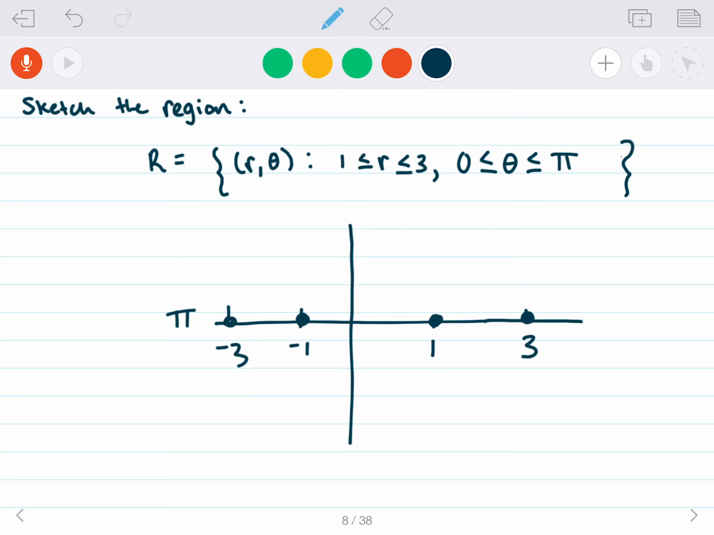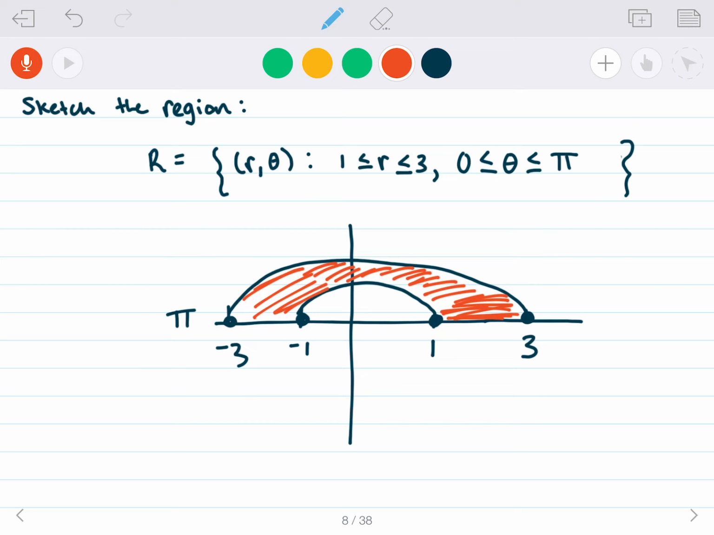And so what this is going to look like is sort of a band. So our radius is going from 1 to 3, and we're sweeping this out through an angle of pi. So we're starting at theta equals 0, and we're sweeping it out until theta equals pi. So our region is going to be this guy shaded in red.